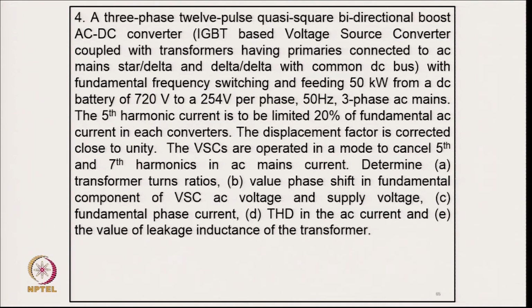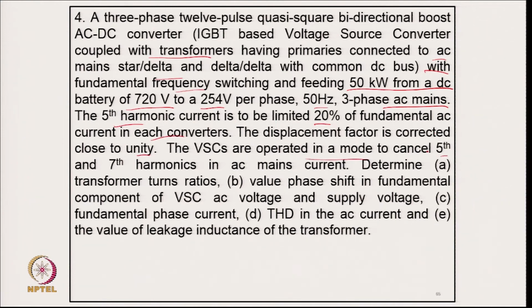Now, coming to the fourth example, a 3-phase 12 pulse quasi square bidirectional AC/DC converter, IGBT based voltage source converter coupled with the transformer, having a primary connected to AC, star delta and delta delta with common DC bus, with a fundamental frequency switching and feeding 50 kilowatt from the DC battery of 720 volt to a 254 volt per phase, 50 hertz, 3-phase AC mains, and fifth harmonic current is to be limited to 20% of the fundamental for each converter, and displacement factor corrected to unity.